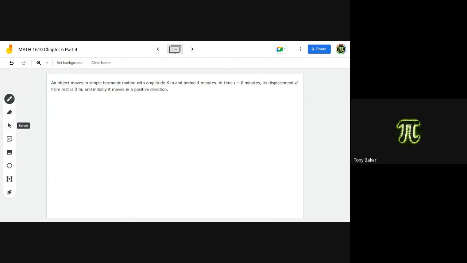This one's asking for the function. So unlike the last one where they gave you the function, this one's not giving you the function. So we have to go back to what we talked about, what the sine and cosine are and how they actually look and work. So in this case, it's a harmonic motion, so I know it's going to be either sine or cosine. And we basically need to know what my A is. That's my amplitude. And we need to know what the period is.